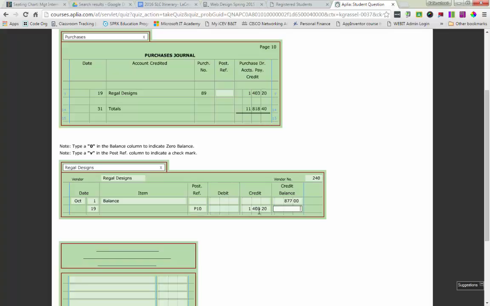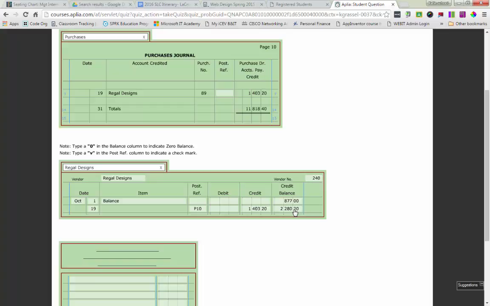So using my calculator, I will take $877 plus $1,403.20. It should give me, if I did my math correctly, $2,280.20. Because it's a credit balance and I'm crediting it, I have to add the two together. Anytime that you are posting from your purchases journal, you are always going to be increasing your subsidiary ledger.